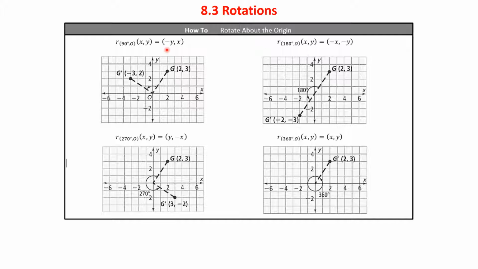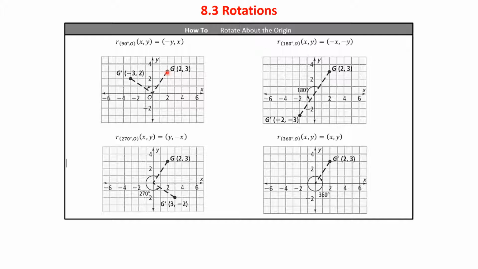Well, what we're going to do is after we switch the position of the coordinate, we're going to multiply that front coordinate by -1. So if you take a look at my example, my pre-image, my point G, is placed at 2, 3. And if I want to rotate that 90 degrees, I'm going to switch their position. So 2, 3 will become 3, 2. And then I want to take that front number and multiply it by -1. So 3 times -1 will give me -3.